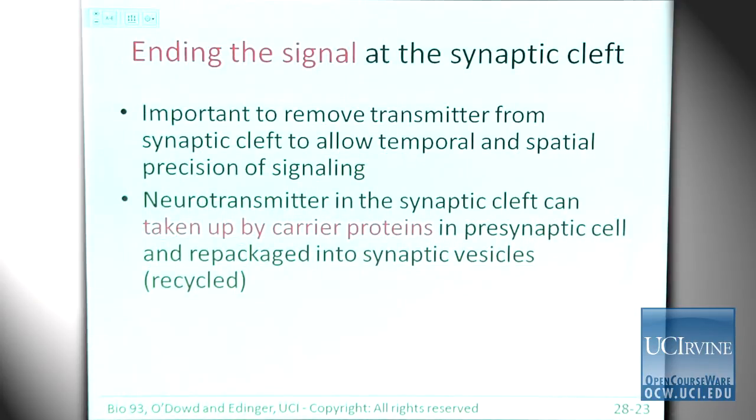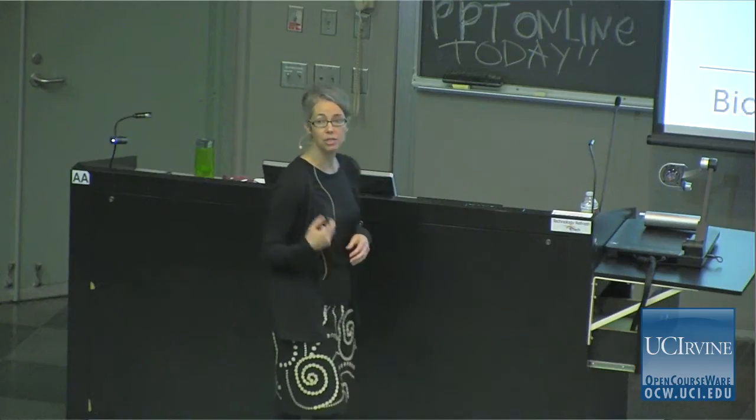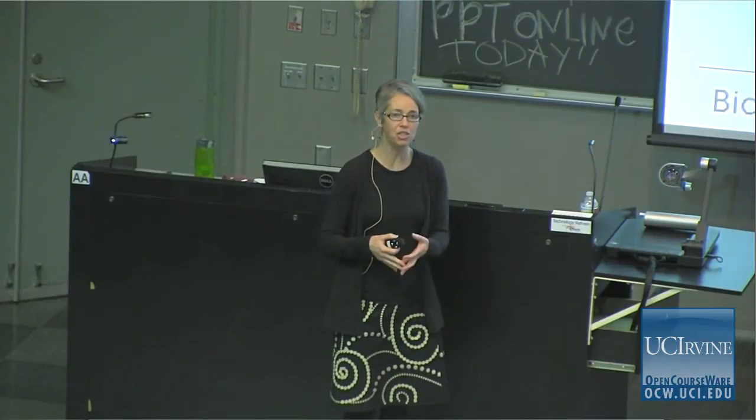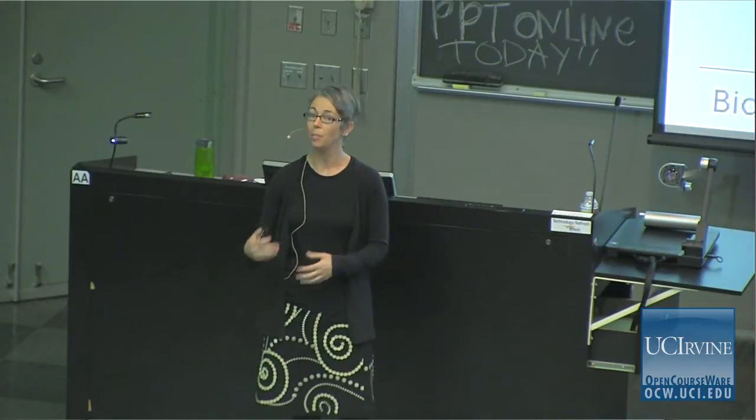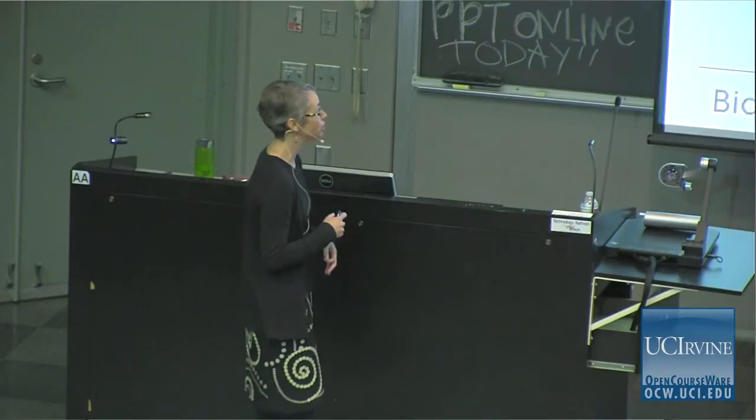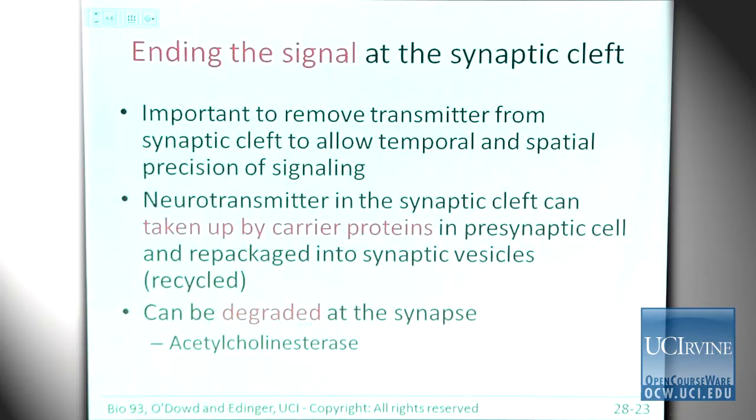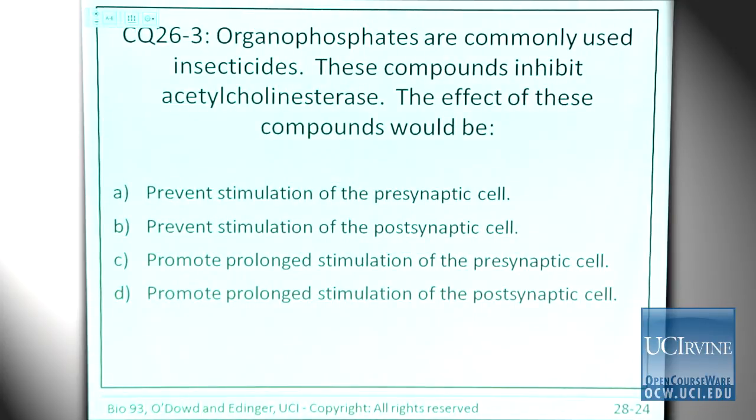One way is you can retake up these neurotransmitters into the presynaptic neuron. So they take the neurotransmitters back, repackage them in synaptic vesicles again, and can re-release them. And that's recycling, a bioenergetically favorable way to approach this problem. Another one is you can degrade the neurotransmitter that's in the synapse. And an enzyme that does this is acetylcholinesterase. It is an enzyme that degrades acetylcholine. So now I have another problem for you to try.